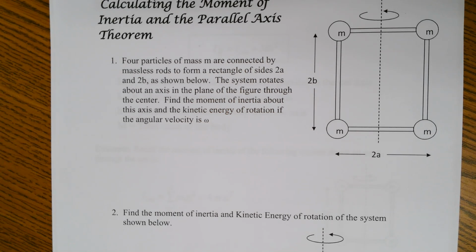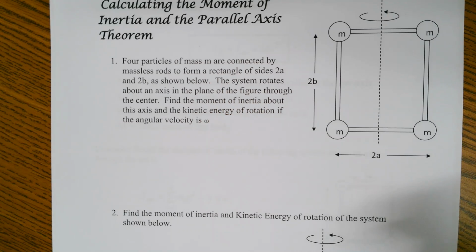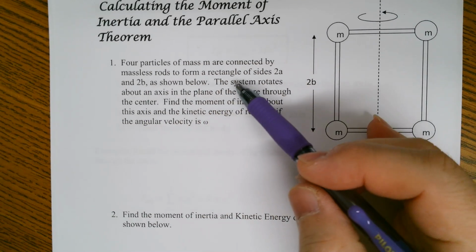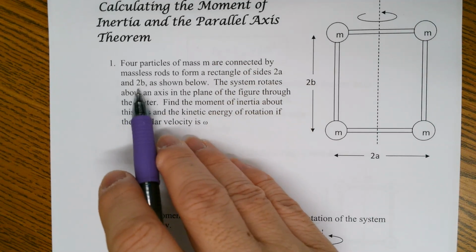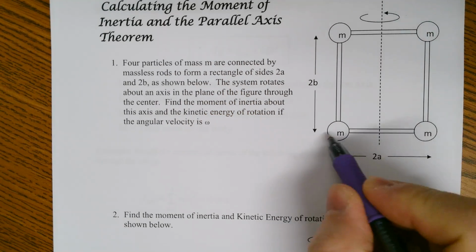So here, let's say we have 4 particles of mass m connected by massless rods to form a rectangle of sides 2a and 2b. So from here to here is 2a.